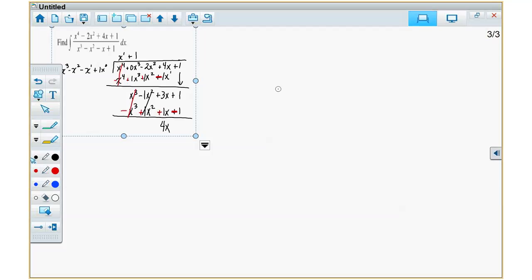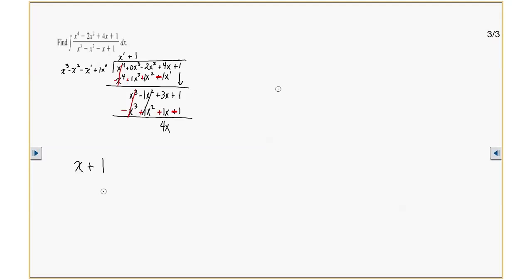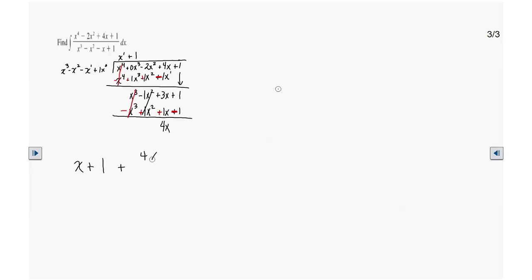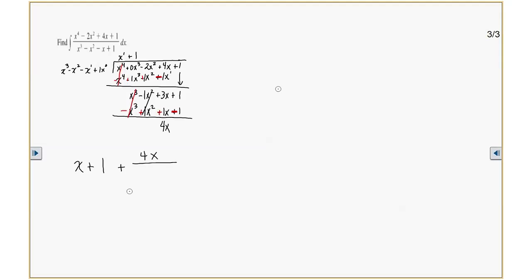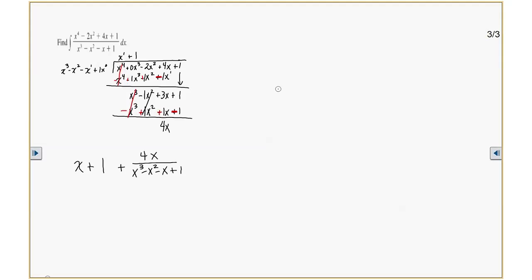So our answer is x plus 1 with a remainder of 4x over x cubed minus x squared minus x plus 1. Y'all check this. Okay, now we got a 4-term polynomial.